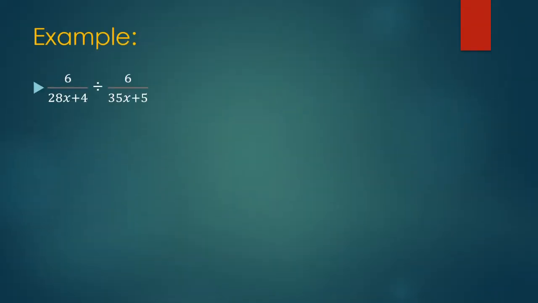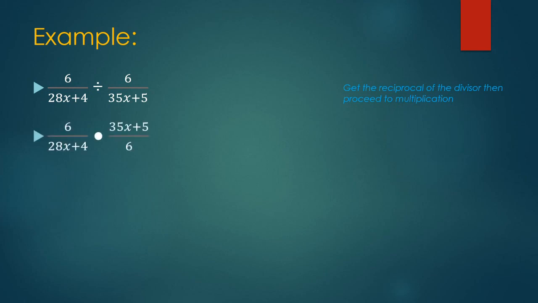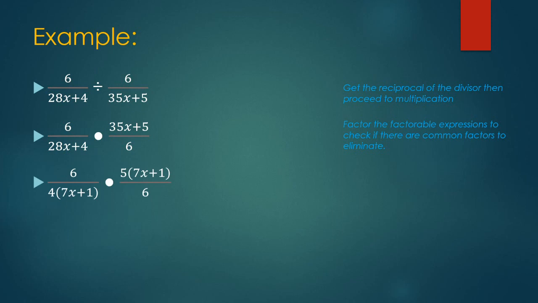For our last example, same process, we will get the reciprocal of the divisor, then proceed to multiplication. So, the reciprocal of 6 over 35x plus 5 is 35x plus 5 over 6. Then we will factor the factorable expressions. We factored 28x plus 4 and 35x plus 5. Now, let's eliminate 6 and then 7x plus 1. So, what remained is 5 over 4, and that's the final answer.